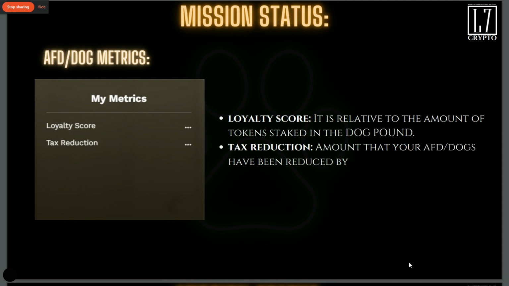All right, the dogs metrics. These are probably the most important metrics for each and every one of the legends. Your loyalty score. This is relative to the amount of tokens staked in the dog pound. Your tax reduction. This is the amount that your dogs have been reduced by. The goal is to get this down as low as possible and closest to 6%.